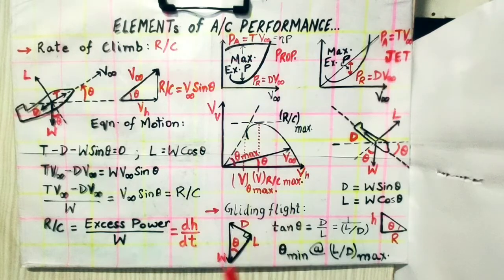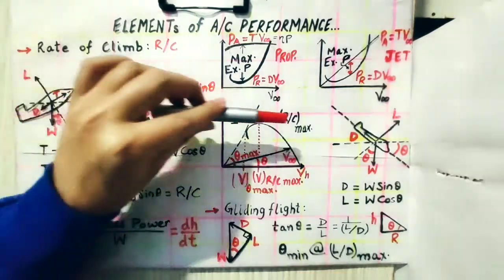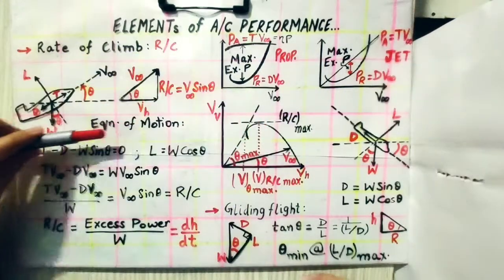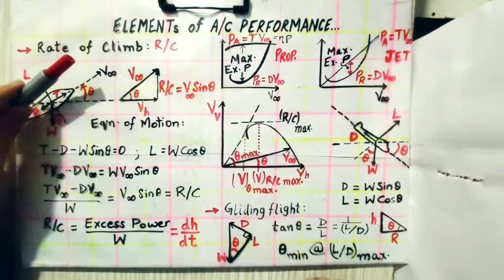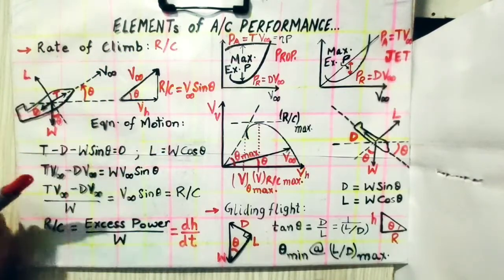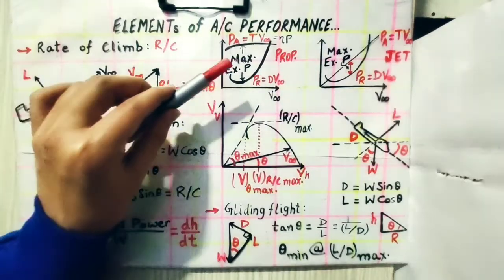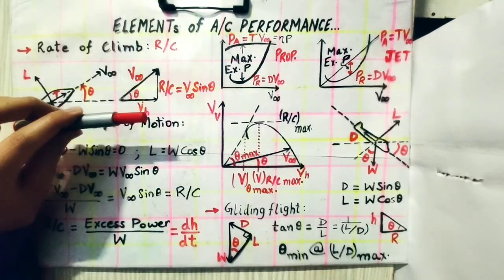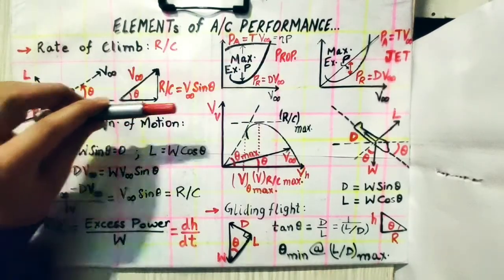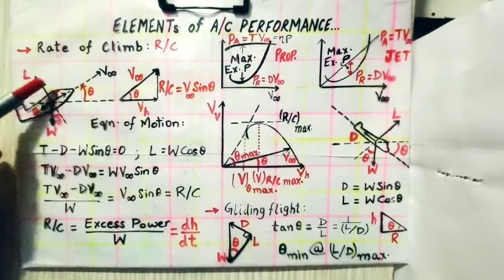So now let's move on to gliding flight. In horizontal motion, or say steady level flight, we derived the equation of motion, and also for rate of climb we derived the equation of motion. In both these motions, steady level flight and steady climb, we know that they need a force to overcome the drag force and move steadily, that is, thrust force is needed.